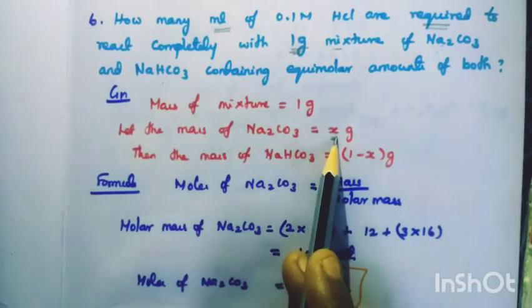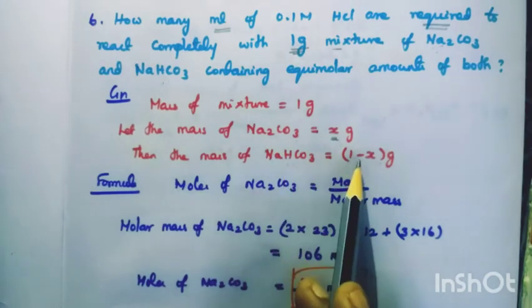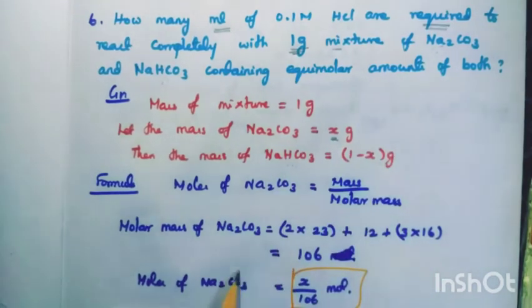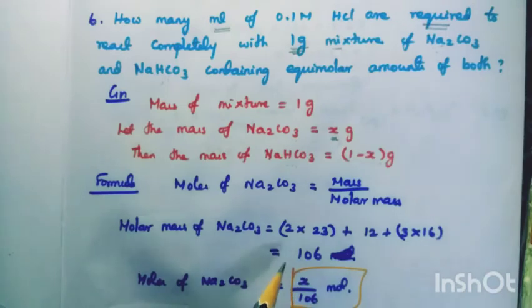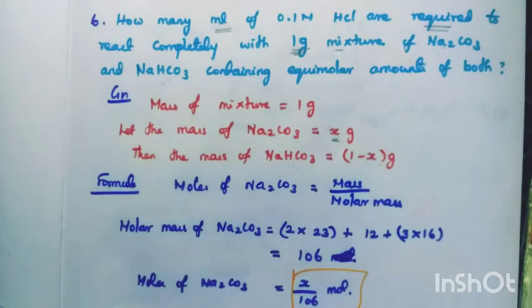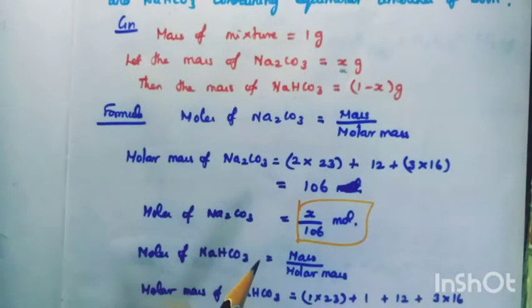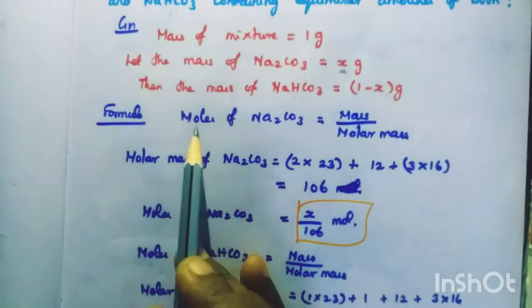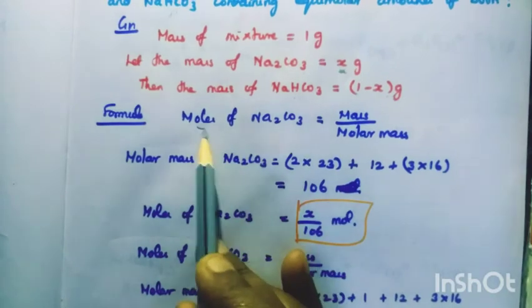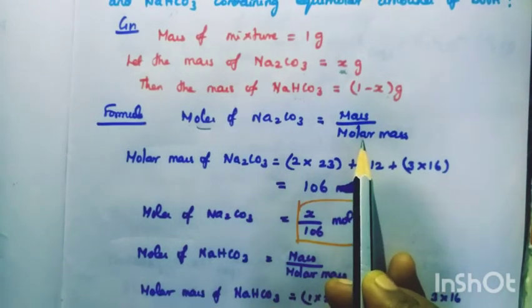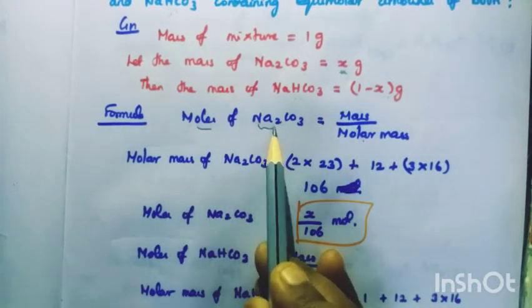Sodium carbonate is x. What about sodium bicarbonate? Remaining, 1 minus x. So now we are going to find the number of moles first. The formula to calculate the moles: number of moles is nothing but mass by molar mass. So first we are going to calculate for sodium carbonate.